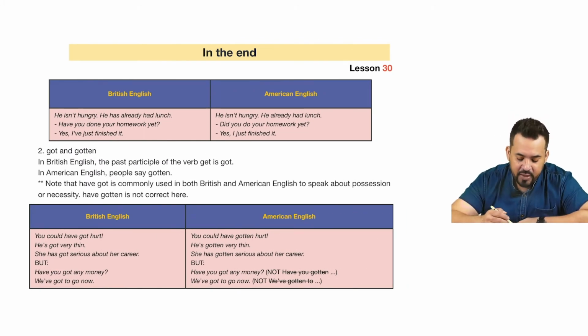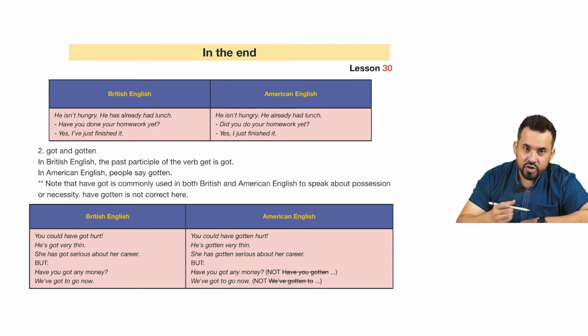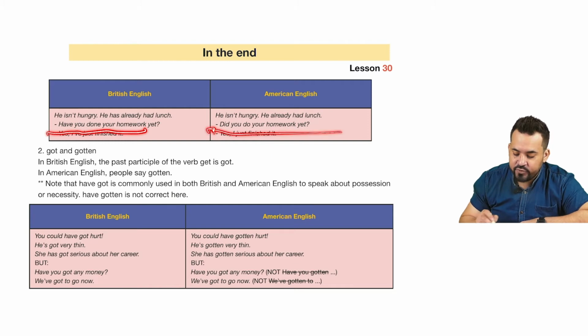Let's take a look. He isn't hungry. He has already had lunch. Have you done your homework yet? I have just finished. Now, in American English, this is considered acceptable. He isn't hungry. He already had lunch. Instead of he has already had lunch, you say he already had lunch. In this case, instead of have you done your homework yet, you say, did you do your homework yet?